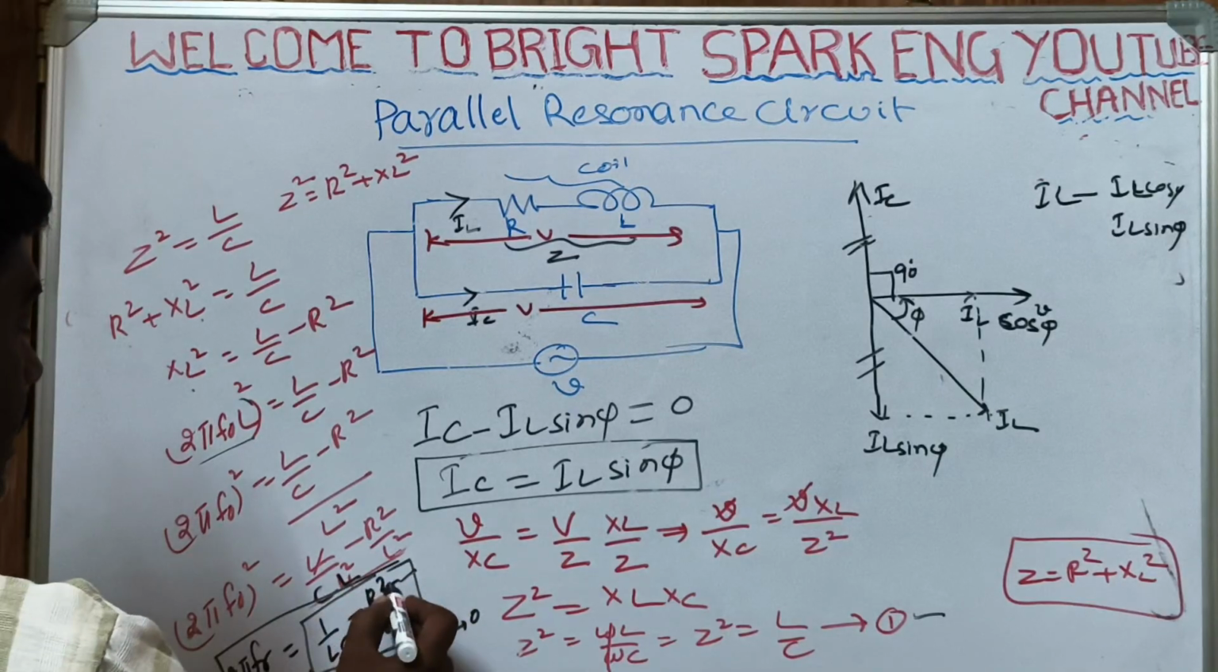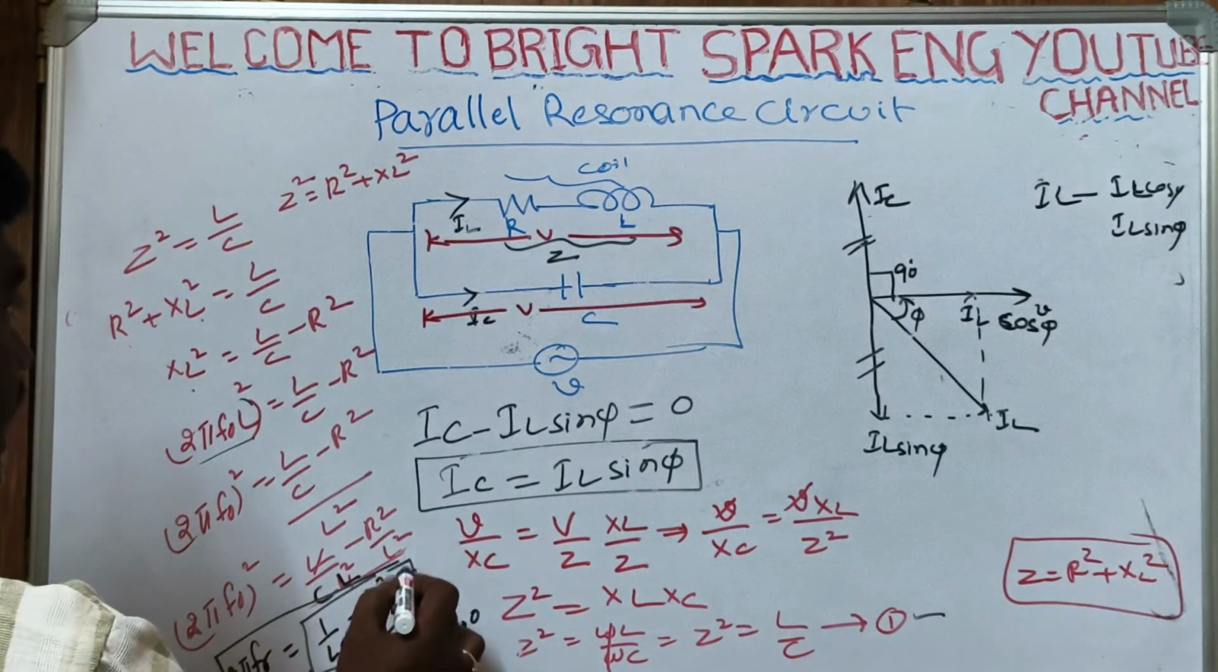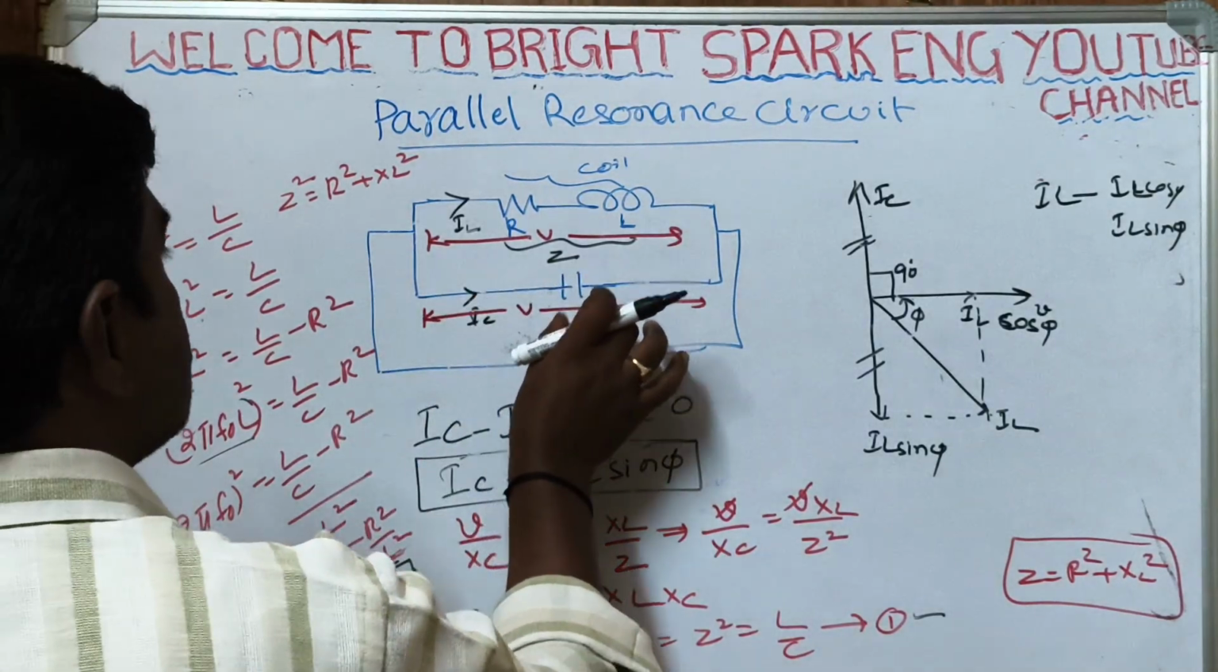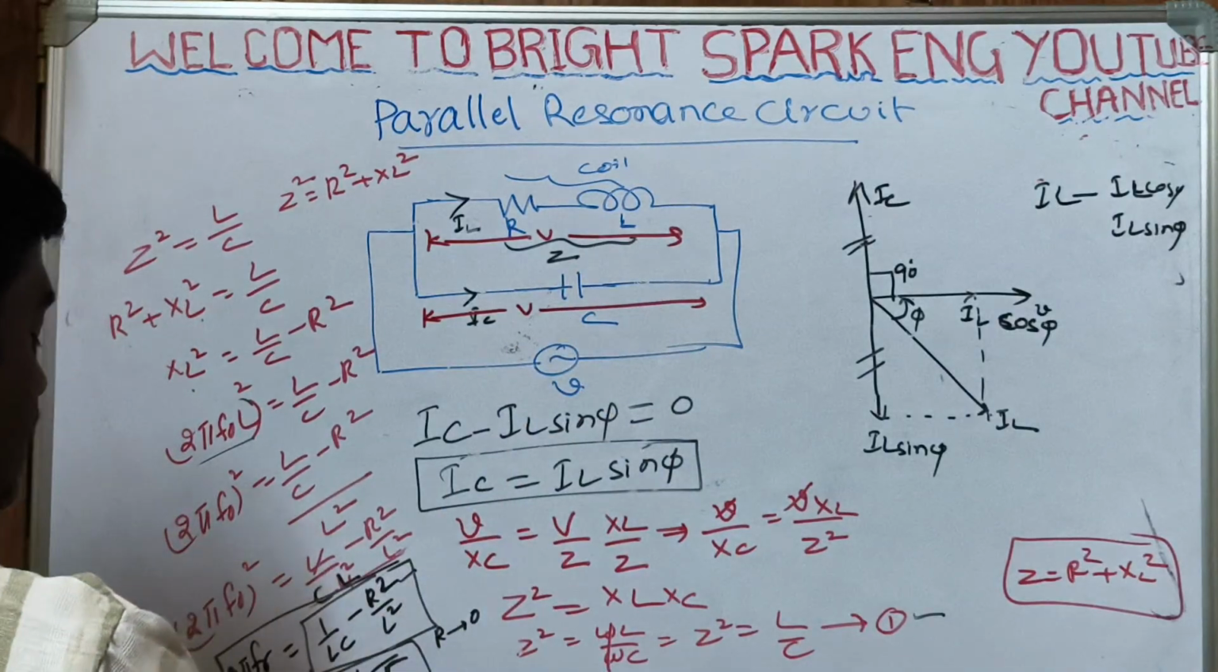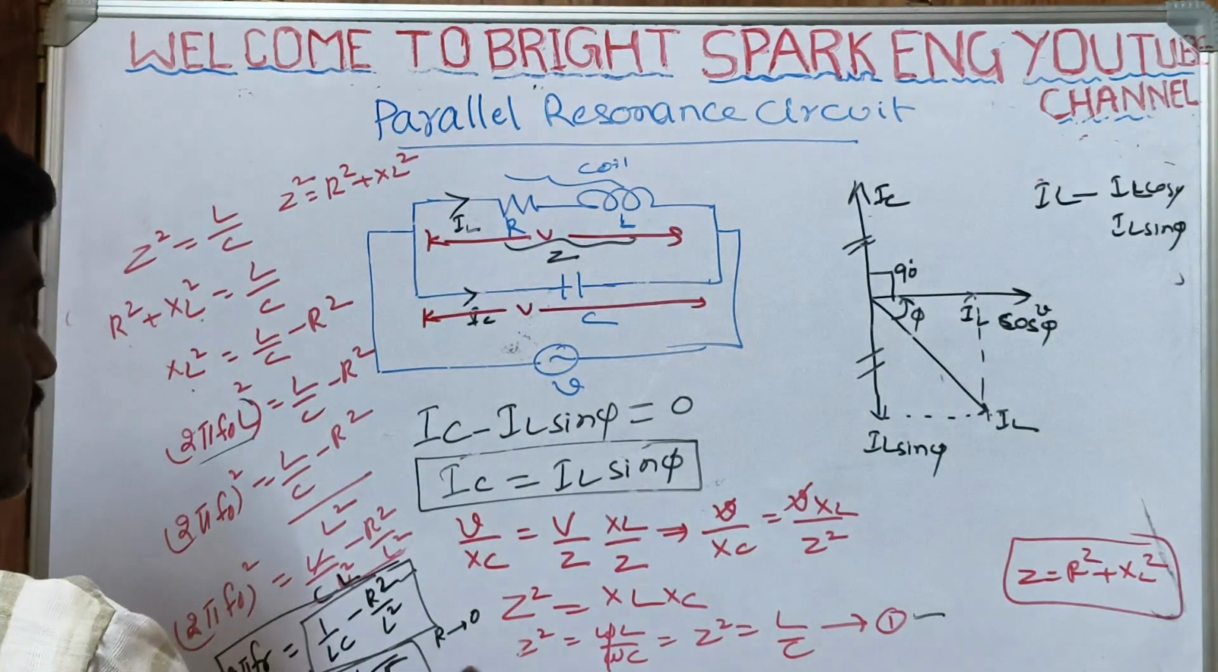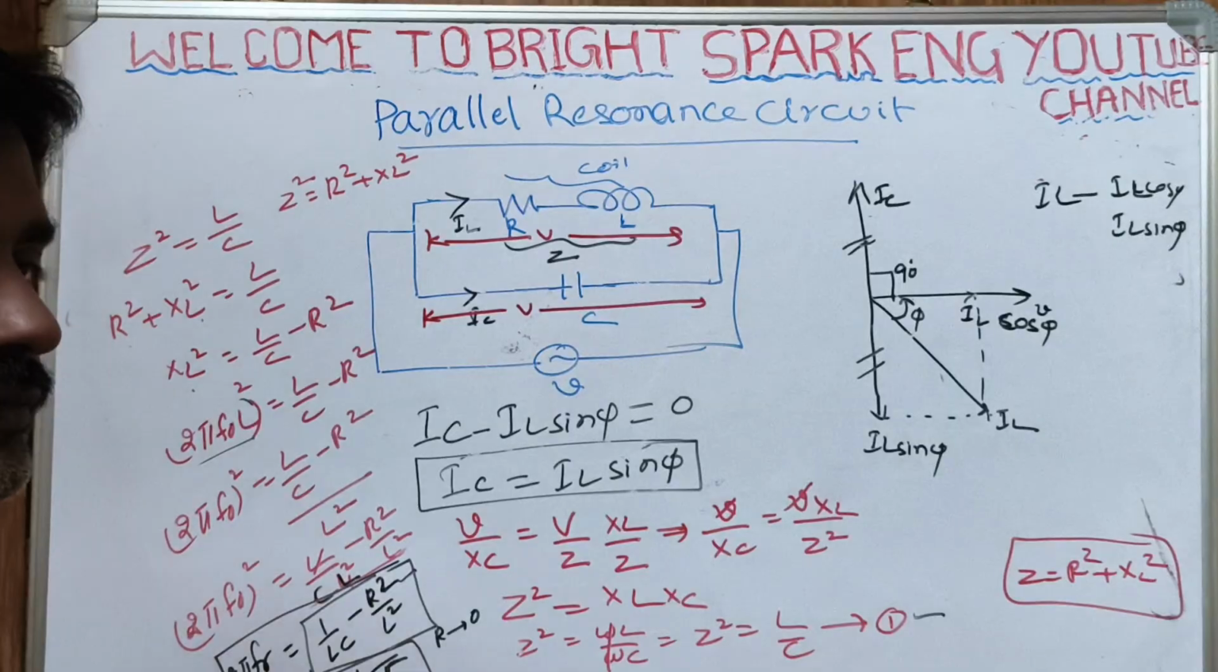Here resistance R is neglected, a very low value compared to the XC and XL. That's why resonance frequency is called 1 by 2 pi root LC. Okay, all of you know.